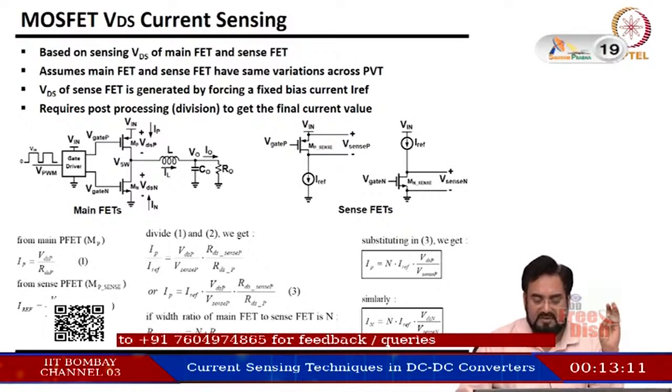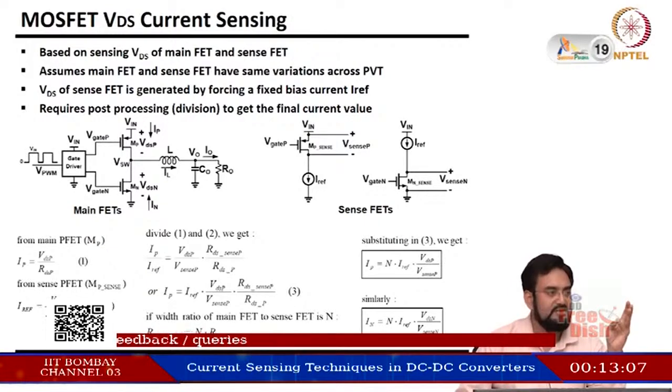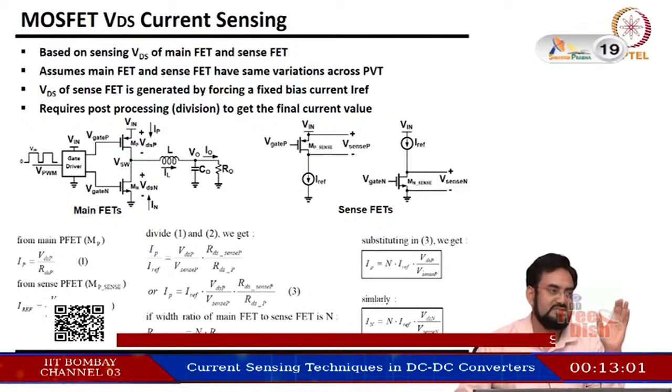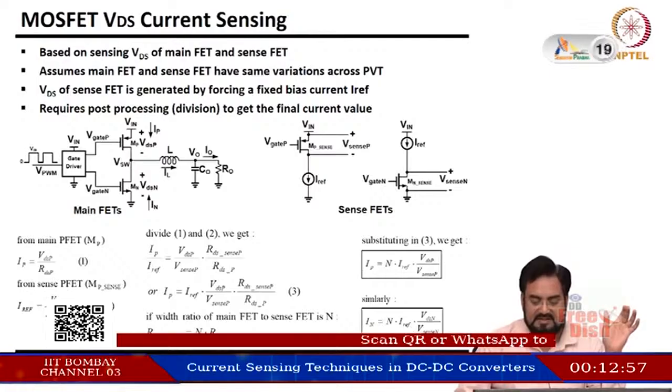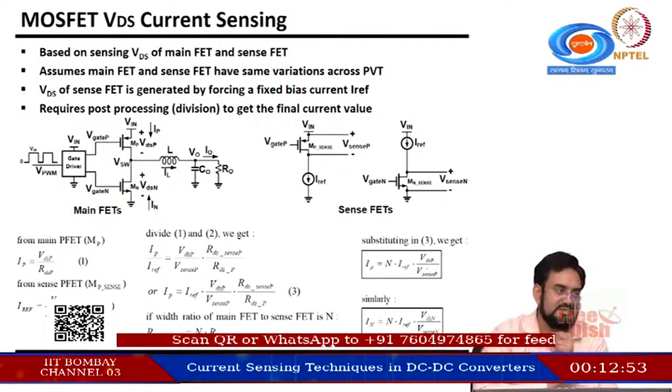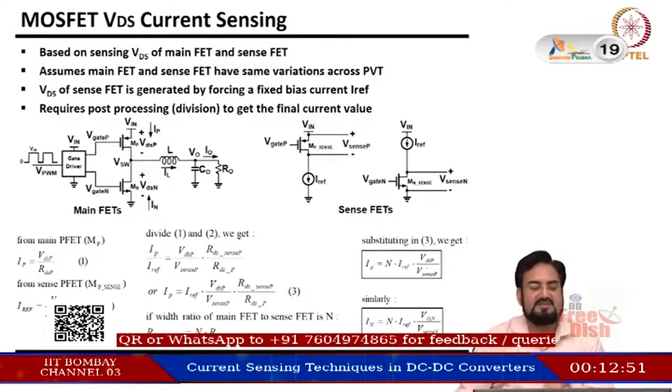So what information you need? You need IREF. IREF is already known because it's a fixed current you are feeding here, and you need these two voltages, and you need to take the ratio of the two, okay. So which means, it's not that straightforward. You cannot divide these two voltages in analog. It's not that simple. So most of the time it's done digitally.